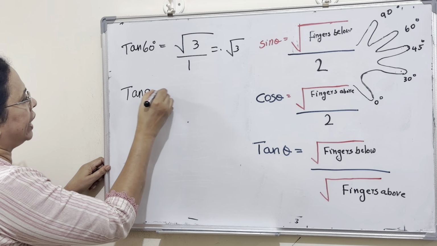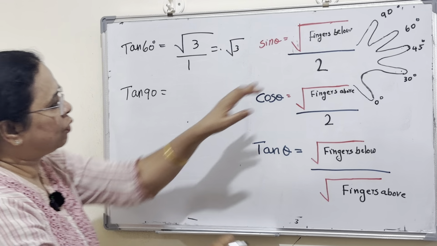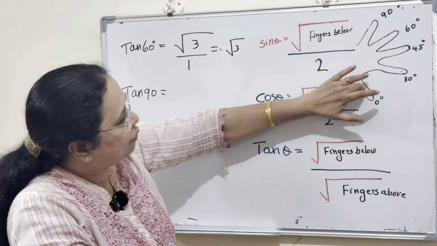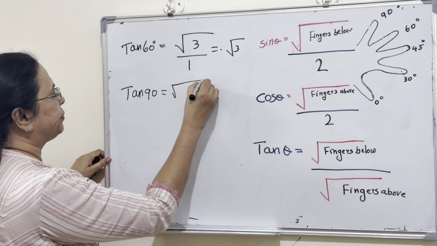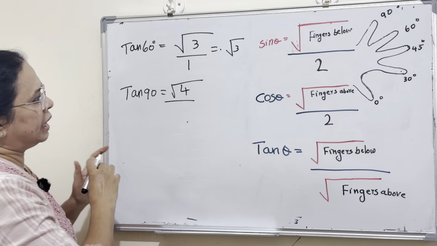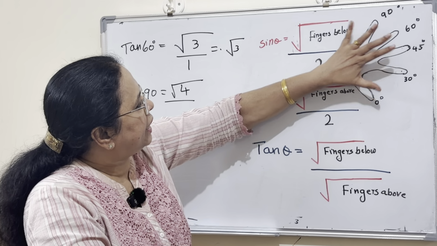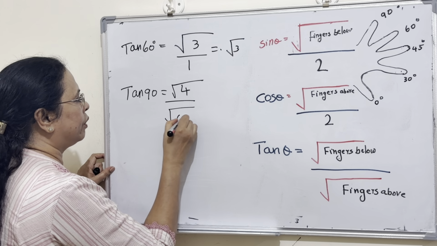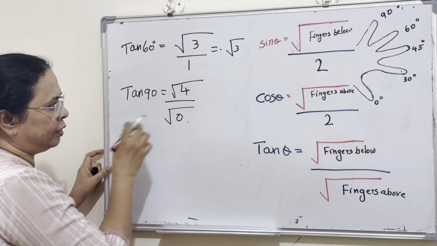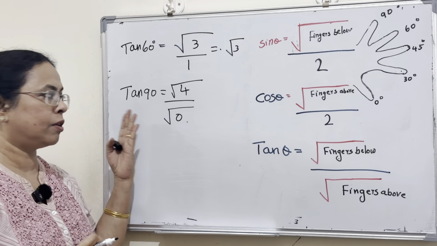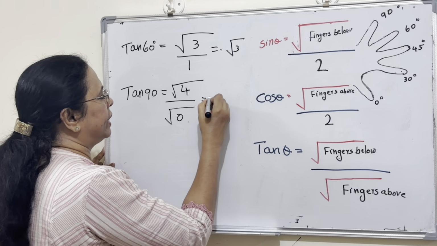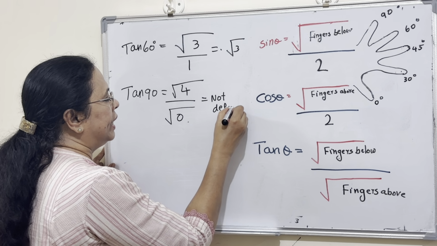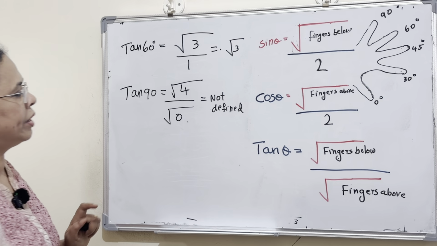Then you can go for tan 90. Tan 90, how can I write it? Fingers below. If I go for 90 degree, below fingers are 4, 1, 2, 3, 4. So root 4. And what are the fingers above this 90 degree? No fingers. So fingers above will be 0. You cannot divide anything by 0. So it is not defined. We can write that tan 90 is not defined.